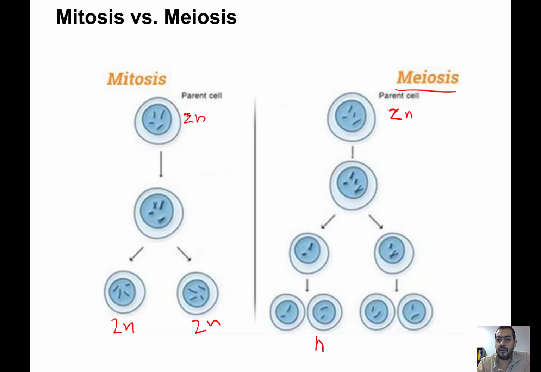Meiosis reduces the chromosome number into half, and because of that, it helps us in producing the gametes. Remember, the male and female gametes need to be haploid, because their union, 1N and 1N, will give us the diploid cell. So meiosis is used in the process of creating gametes, while mitosis is used in the process of cell multiplication and division.